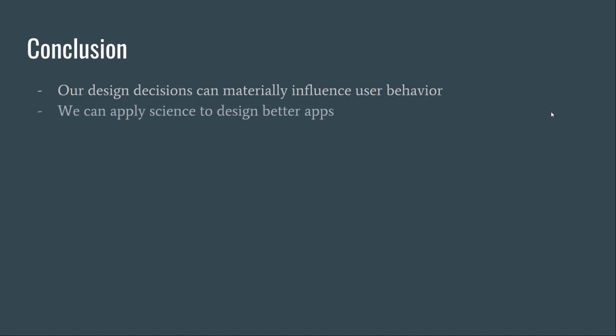So in conclusion, we find that our design decisions can materially influence user behavior and user experience. We can apply science, and specifically decision science, to build better apps that influence user behavior and increase our bottom line.